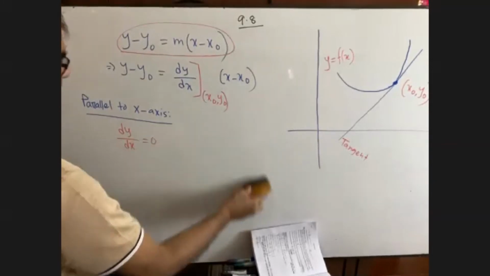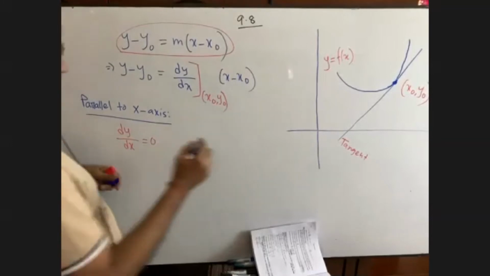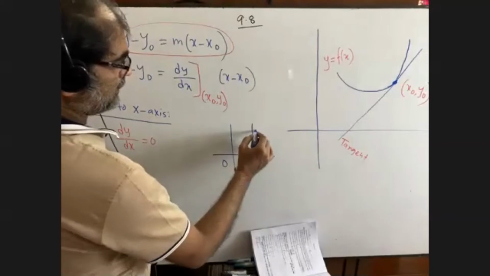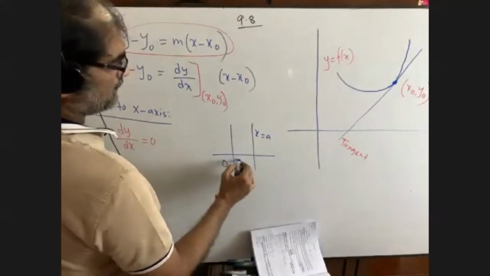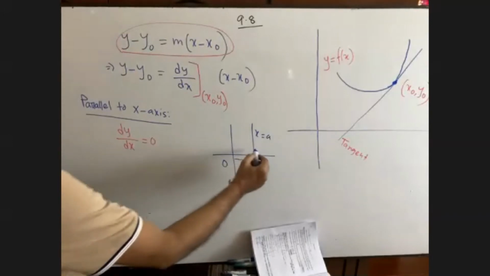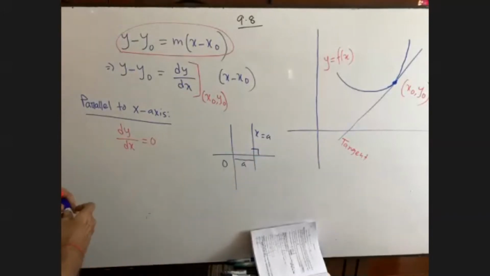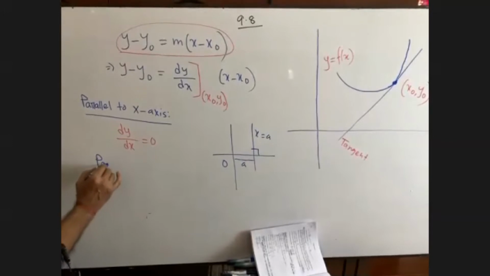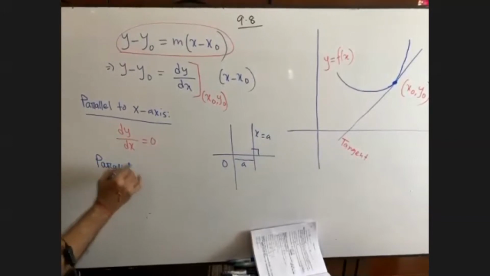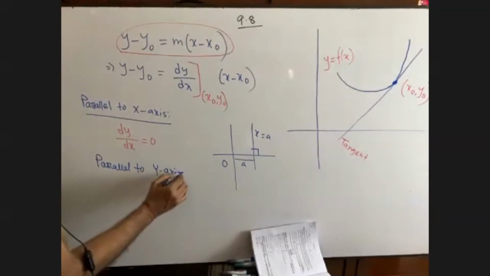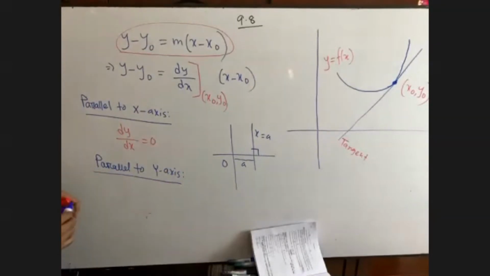Okay, good. If the equation is given like this, it is O, it is x equals a, this is a, then it is 90 degrees. So can you please let me know what will be here? That is parallel to y-axis. Parallel to y-axis, let me know what will be here.